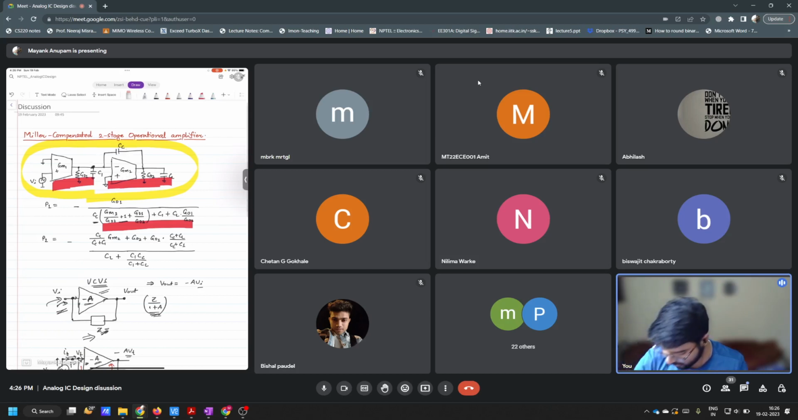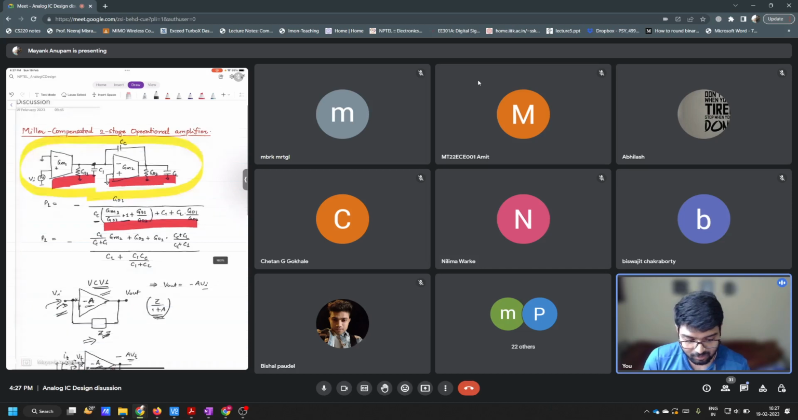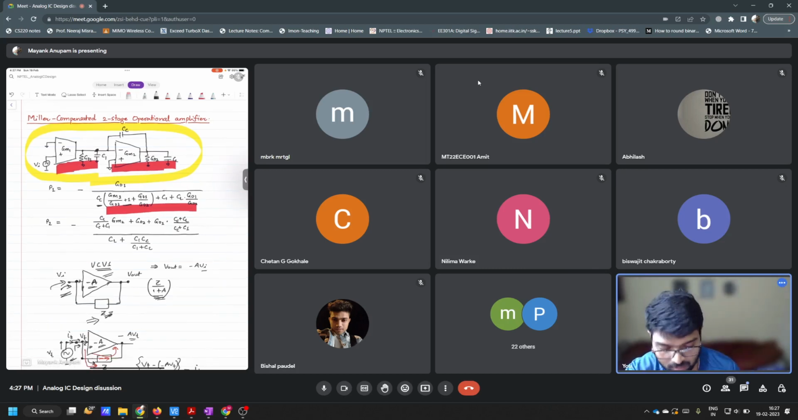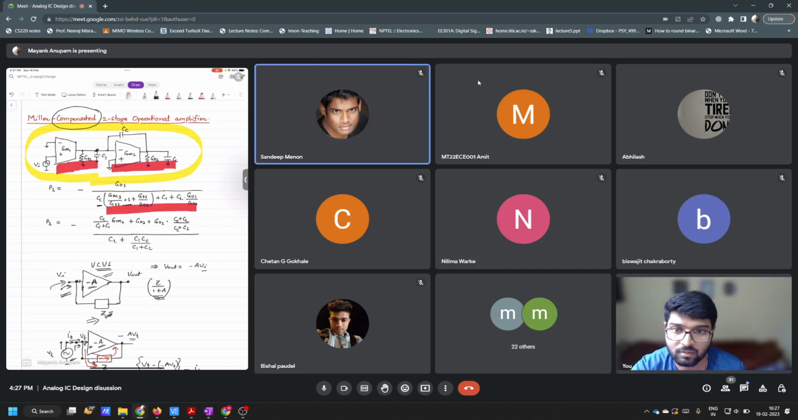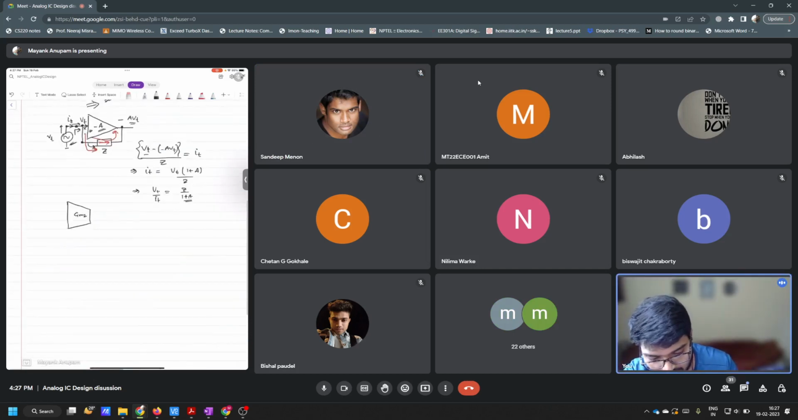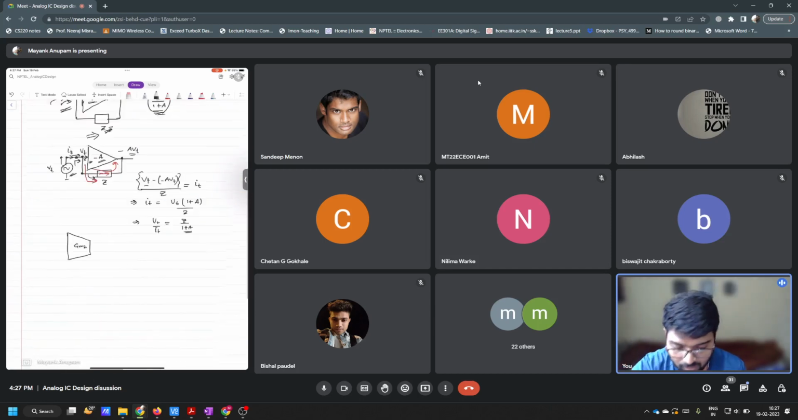Okay, by the way, what is meant by compensated here? Why do we say Miller compensated? Any idea? What is meant by the word compensated here? Pole is reduced to lower frequency. Correct. Basically, what is compensation? It is a way to make sure that your amplifier is working properly.